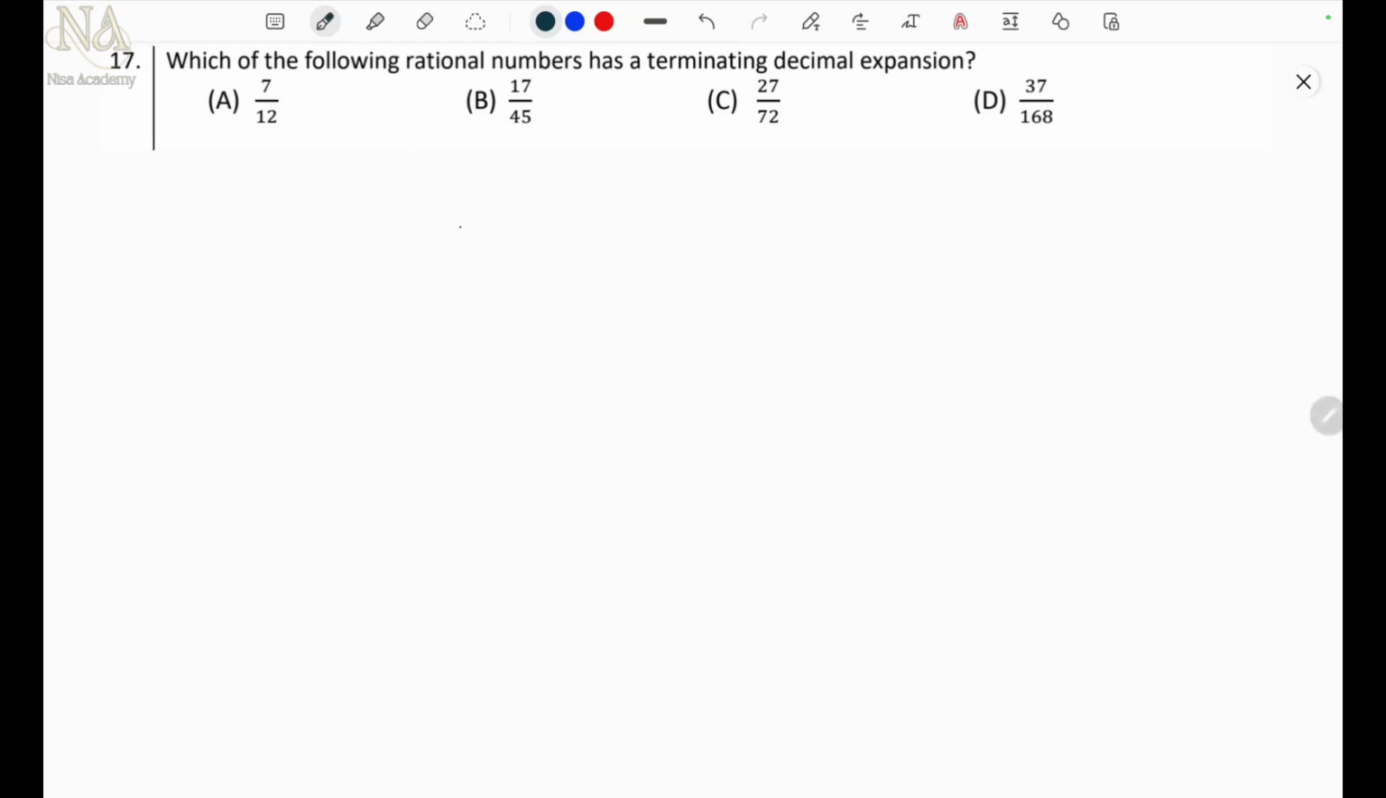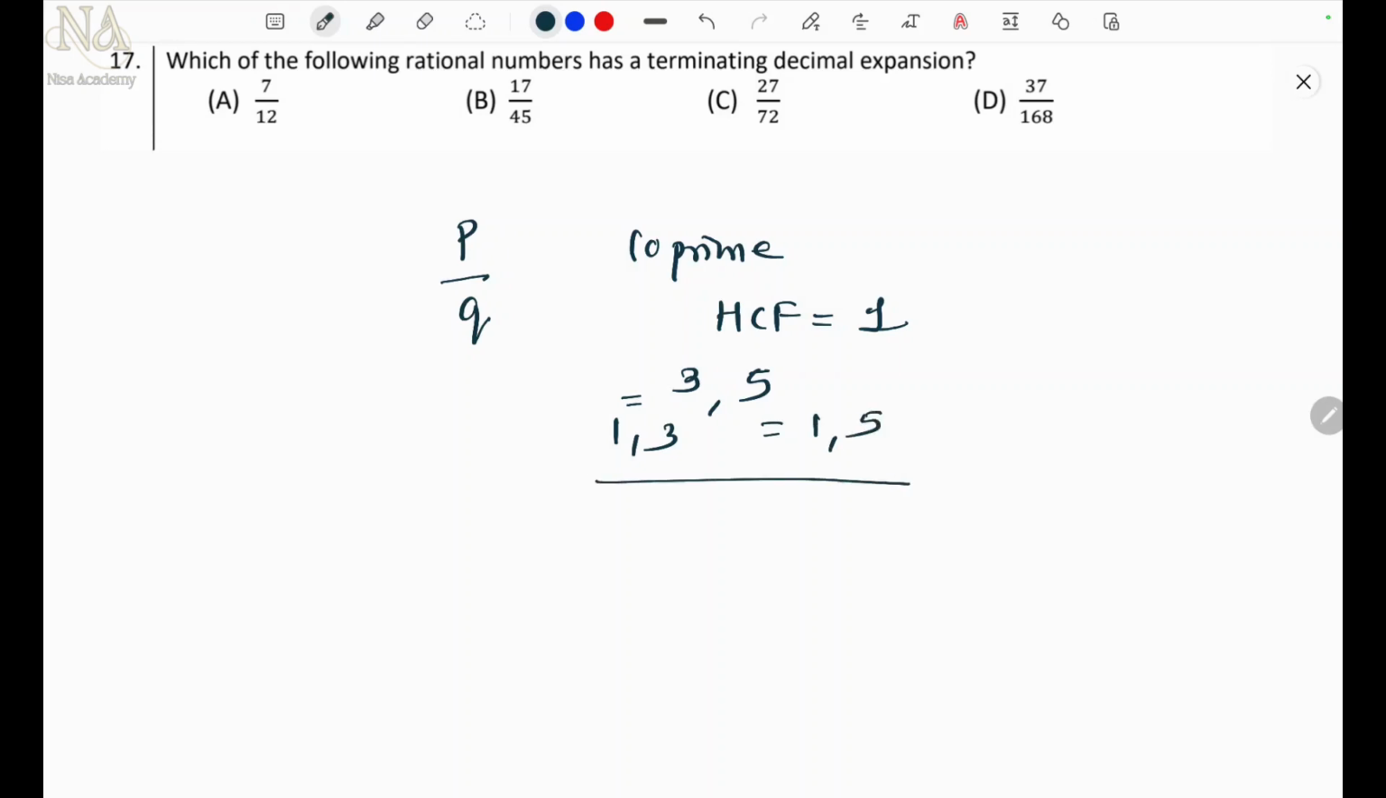So the first thing you are going to check is, given a rational number P upon Q, you have to check whether P and Q are co-prime. What do you mean by co-prime numbers? Those which have an HCF equal to 1. For example, 3 and 5. What are the factors of 3? 1 and 3. And the factors of 5? 1, 5. So the highest common factor here is only 1, right? Such numbers are called co-prime numbers.